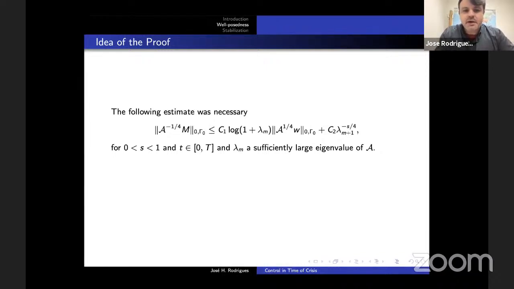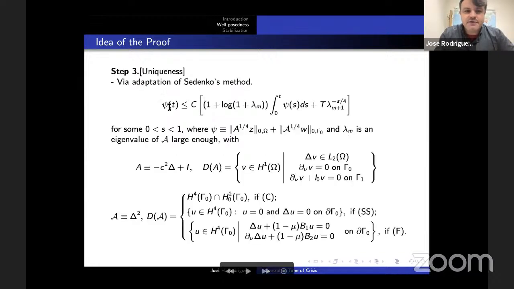And once we get there, this first estimate holds, and therefore we can apply Gronwall inequality and conclude that solutions are zero in a local time, and then this process can be iterated in order to obtain new solutions in the whole interval.